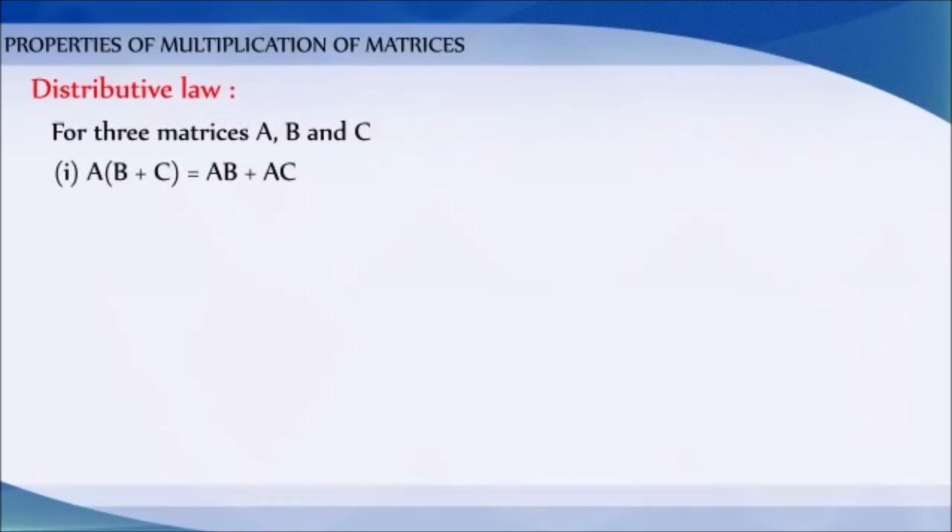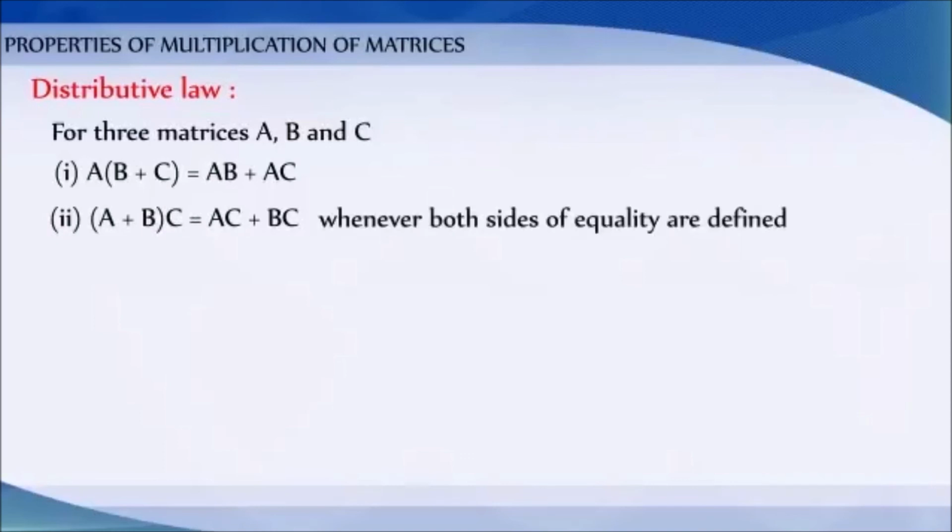Distributive law. For three matrices A, B and C, we have A(B + C) = AB + AC, and (A + B)C = AC + BC, whenever both sides of equality are defined.